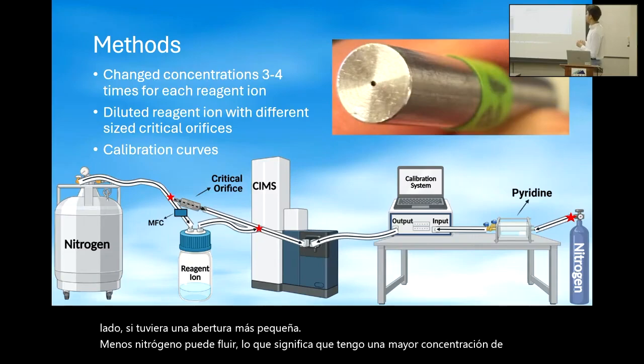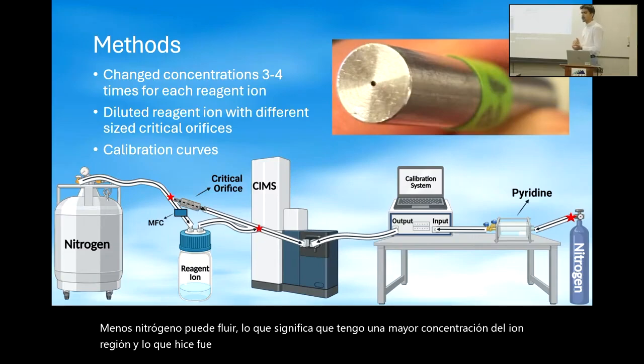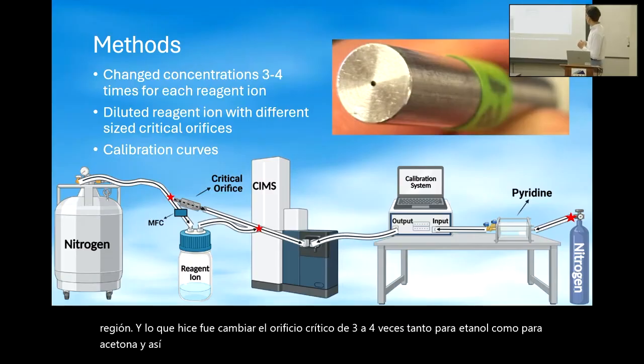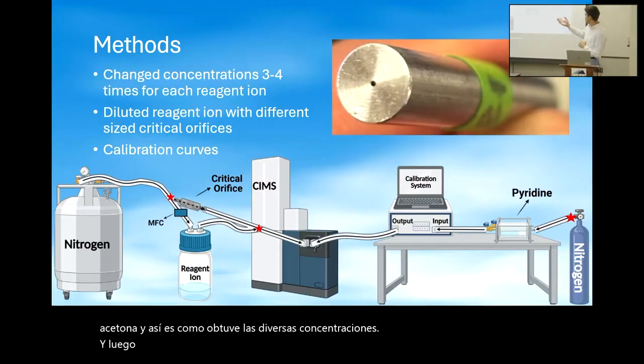What I did was I changed the critical orifice 3 to 4 times for both ethanol and acetone, and that's how I got the various concentrations. And then on the right is how I got pyridine into the CIMS.